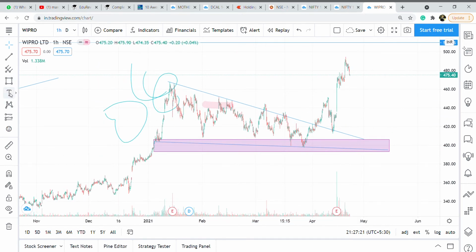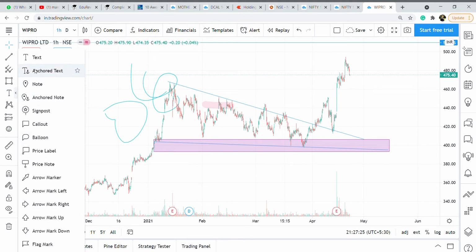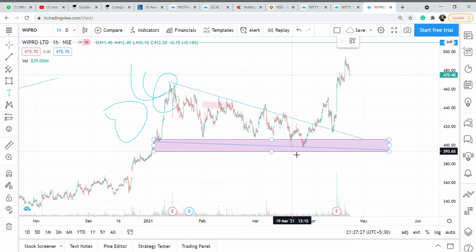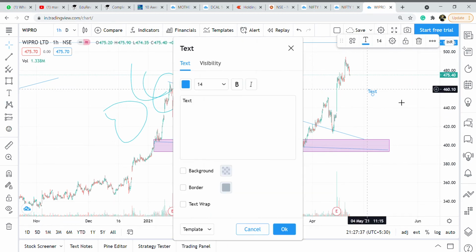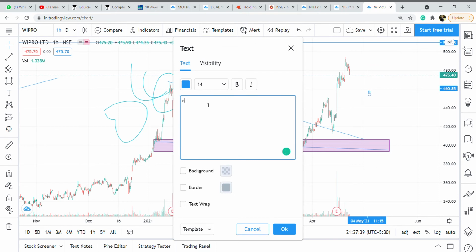Then there is something called text, also some other options over here. You can use text as and when we go through so many charts. If we think there is something about this particular chart, we can make use of this text. You come here, click it, and you can write whatever you want over here and it will be saved here.